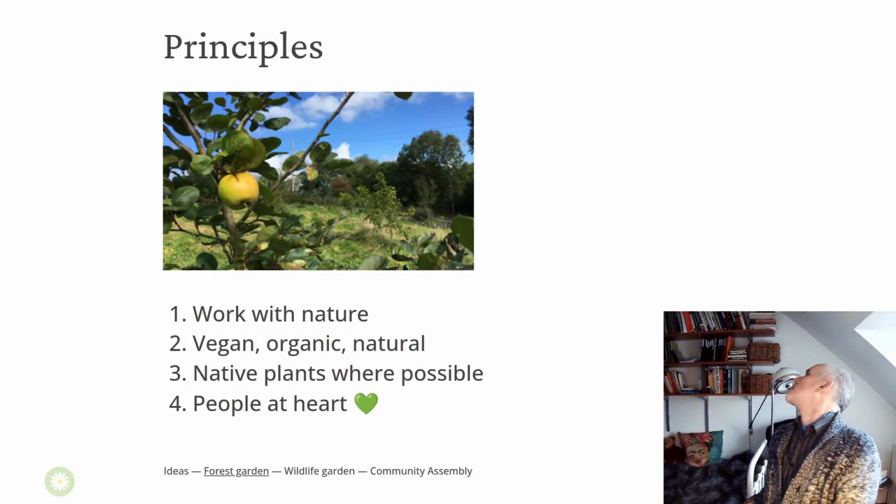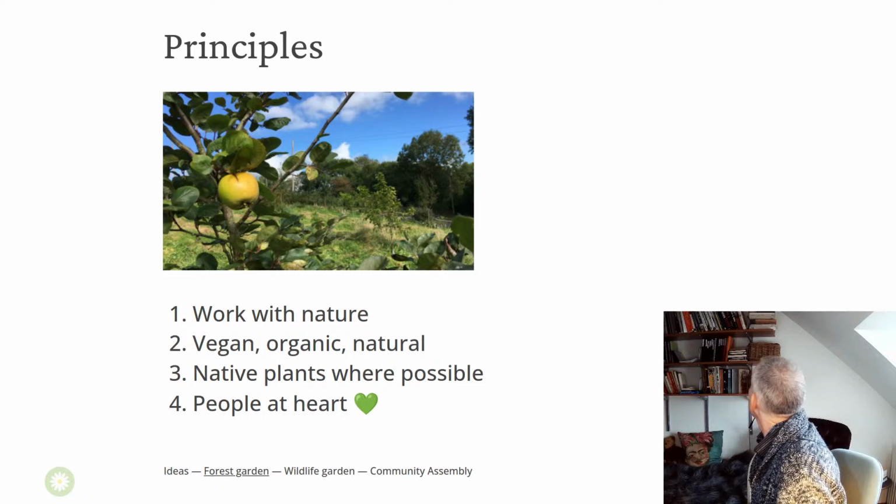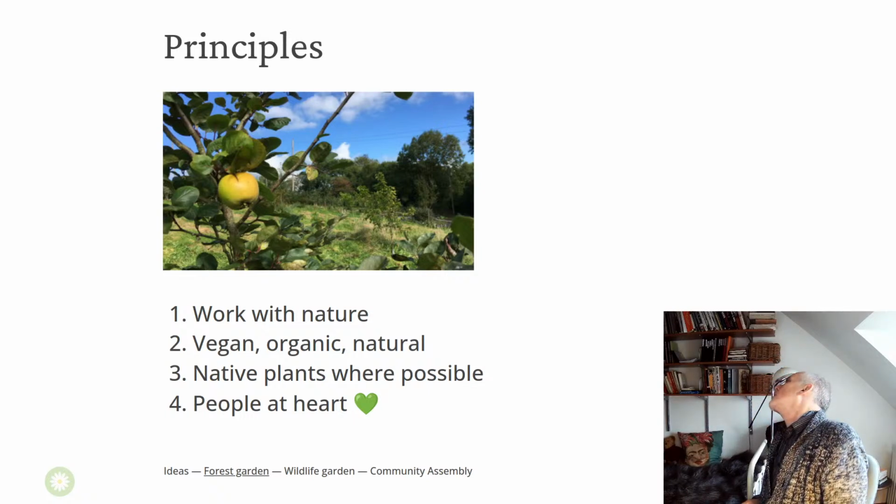Oh, which one is it? Where's it gone? Where is my book? I've got a book, Creating a Forest Garden. Where is it gone? Oh, there it is. Look at that.